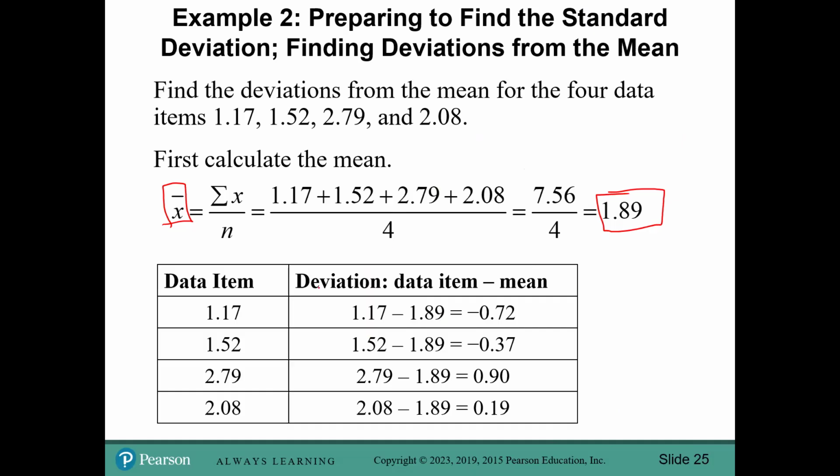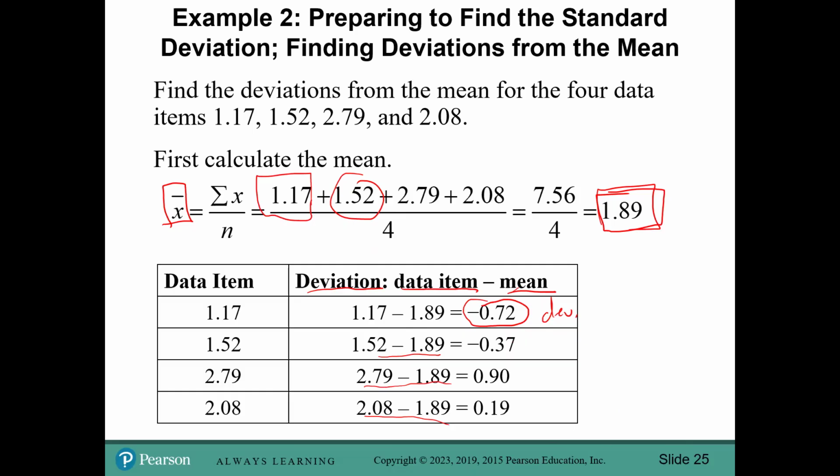And the deviation is each data value minus that mean. So $1.17 minus $1.89, and that's a negative number, negative 0.72. Then I'll take $1.52 minus $1.89. And then the next values, 2.79 minus $1.89 and 2.08 minus $1.89. And each of these is the deviation of each data value.